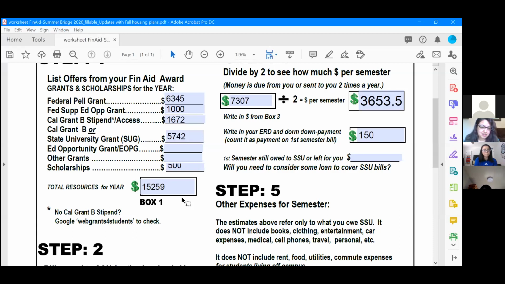And then I know that there was one thing that I'm missing. Where did it go? Oh, there we go. Disbursements and refund checks. That's what it was.